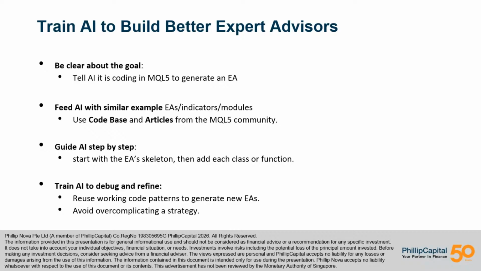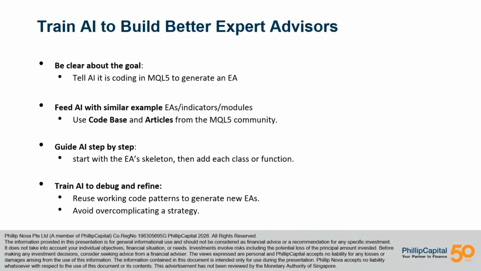Just now I showed you that GPT may know MQL5 language, but if you want to code better, you can feed it with certain examples, which could be similar to your strategy, maybe something you can use like indicators or even modules. And where can you get access to those examples? You can get access through the code base and articles on MT5. Okay, and then you can guide the AI step by step.